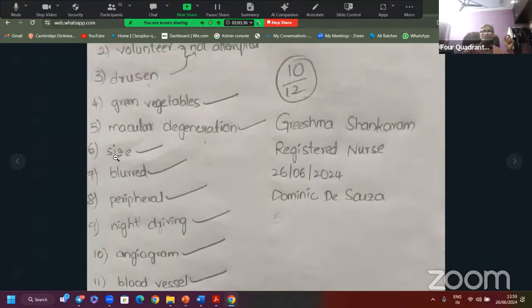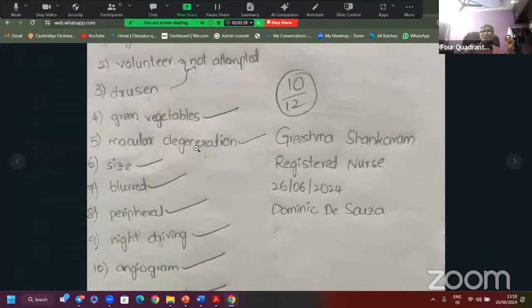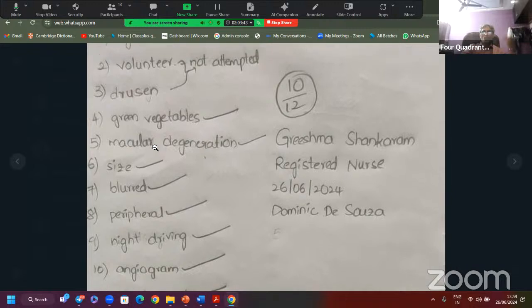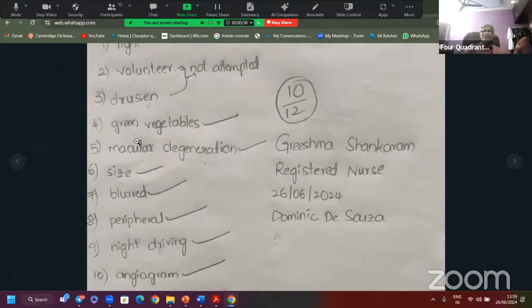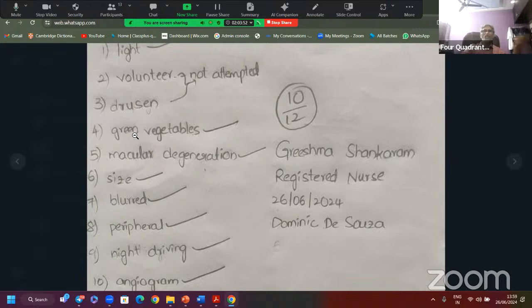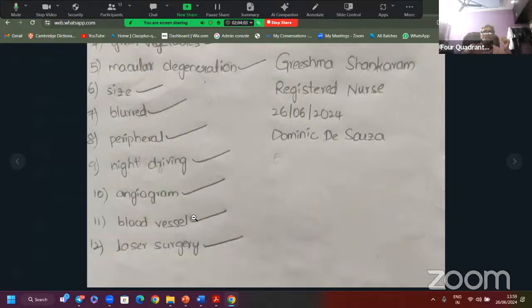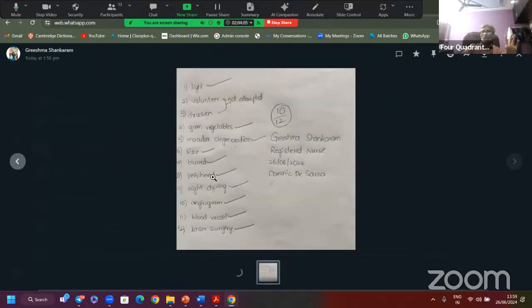Okay, so here is I. Macular degeneration. This R, what is this R? And what is this R? Make one standard R. Don't use 2, 3 different types of R. Green vegetables. What is this? Why are E, E, N together in vegetable? Where is the G? Why is G joined like this? Be careful. The handwriting is good, but clarity is not there. That's what I mean to say.